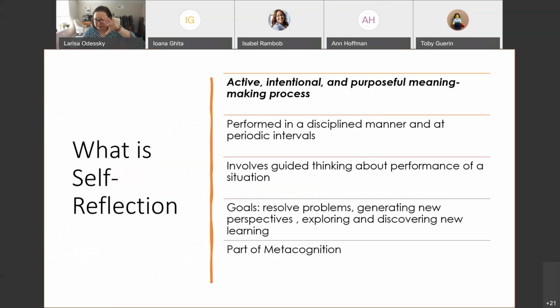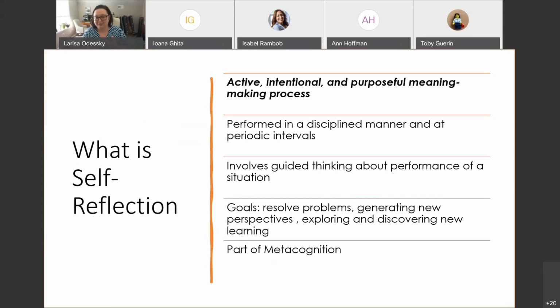So let's think about what self-reflection is. When I read this, I was like, I'm not doing this correctly at some point. It is an active, intentional, and purposeful meaning-making process. Intentional and active are the two keywords I need to refocus on. It is to be performed in a disciplined manner at periodic intervals. So in some of my courses, I have them reflect at the end of the semester. Not a good idea. It should be at periodic intervals.